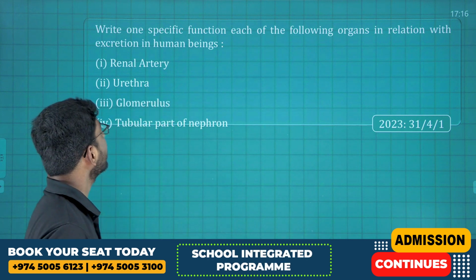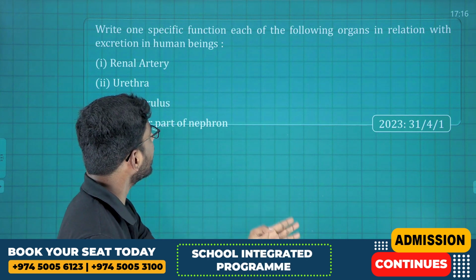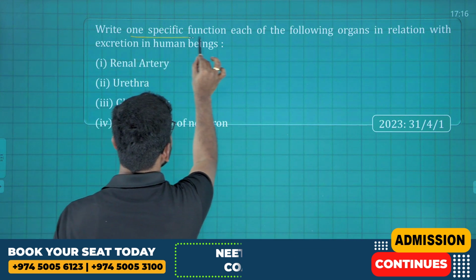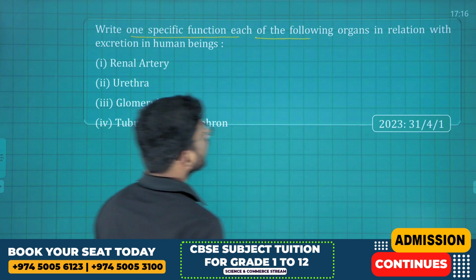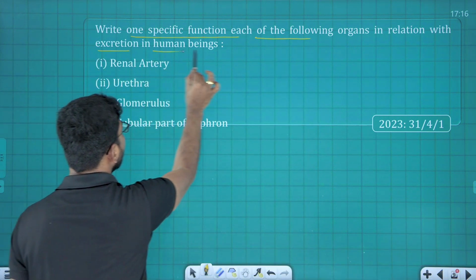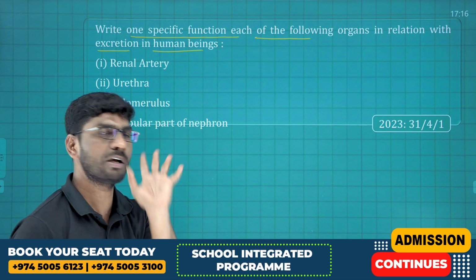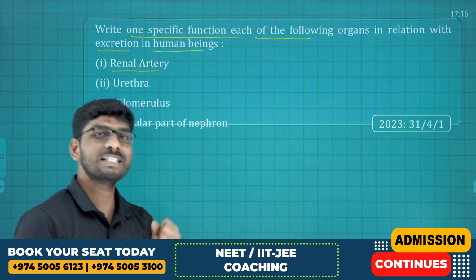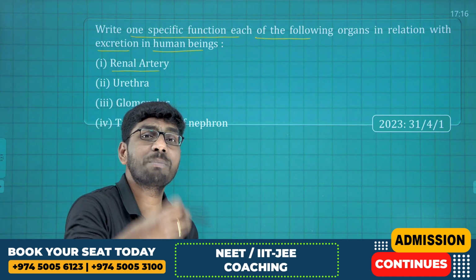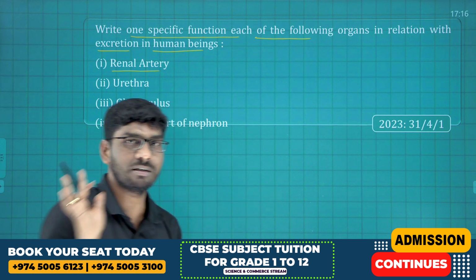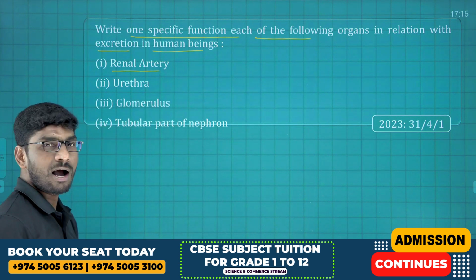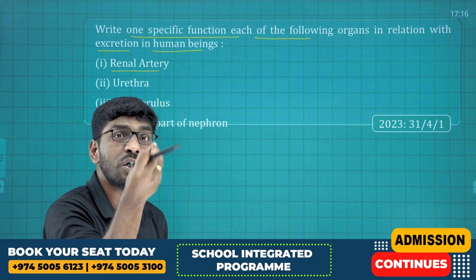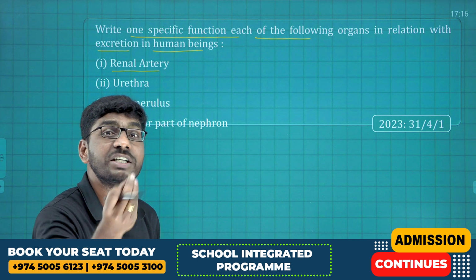Next question, again a 2023 question. Write one specific function of each of the following organs related to excretion in human beings. One specific function of each and every organ they're asking. Renal artery carries oxygenated and nitrogenous-waste-rich blood to the kidney for purification. Urethra is the last part of the human excretory system through which urine passes and is discharged.